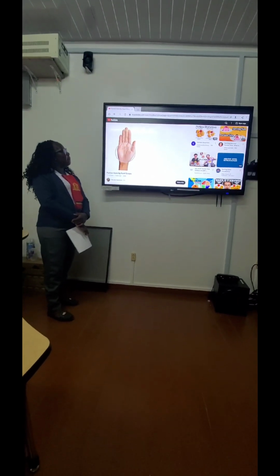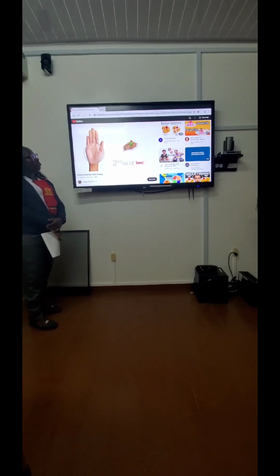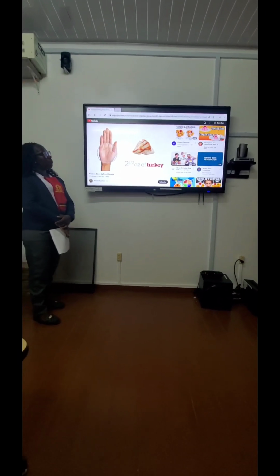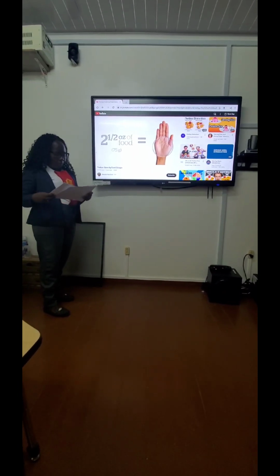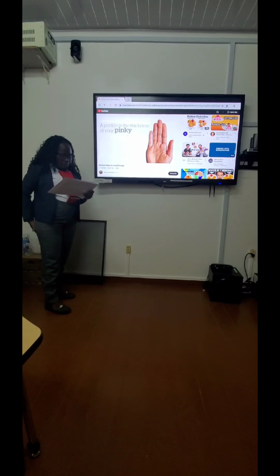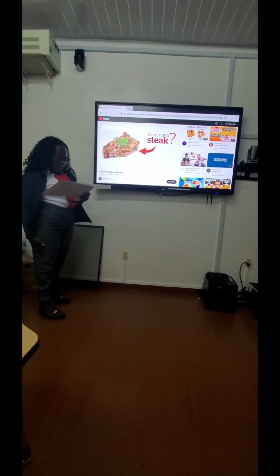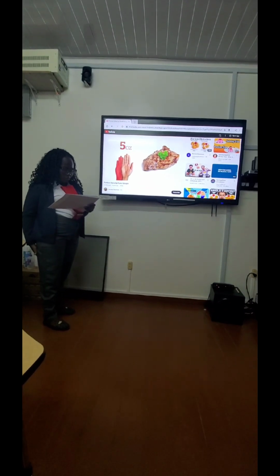Use the palm of your hand to estimate protein-rich foods like chicken, beef, fish, pork, and turkey. The palm of your hand is about 2.5 ounces of these foods. Be sure your portion is about the thickness of your pinky finger. How much steak do you think this is? That's about the size of 2 palms, or 5 ounces.